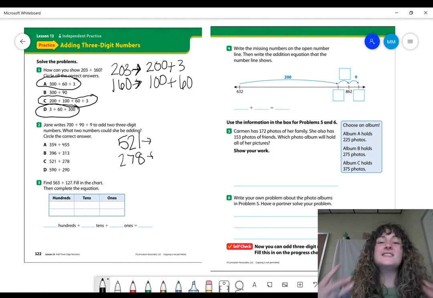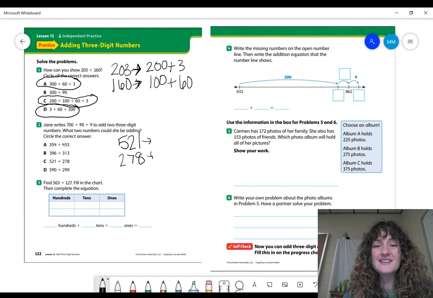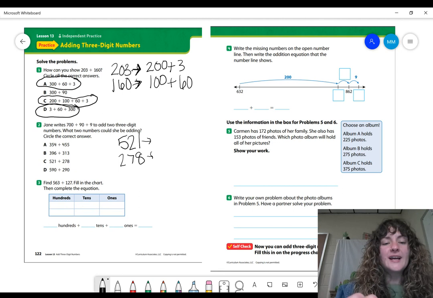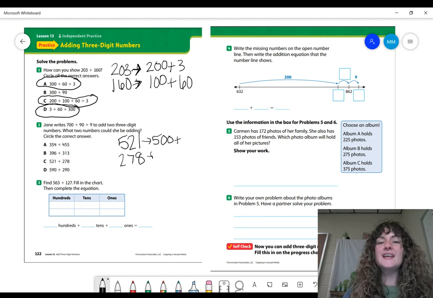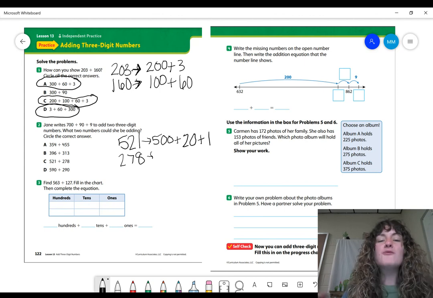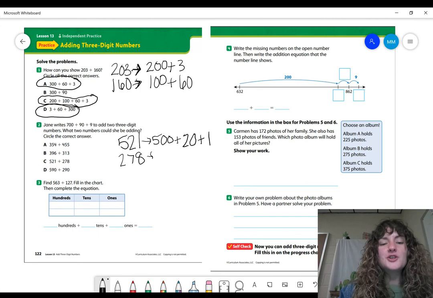All right, so 521. Starting with our hundreds, how many hundreds do we have, Smarties? We have 5 hundreds. So 5 hundreds has a value of 500. Our tens place. We have 2 tens. What is the value of 2 tens? 20. So 500 plus 20. And our ones, we have 1 one. Okay, let's go to 278.